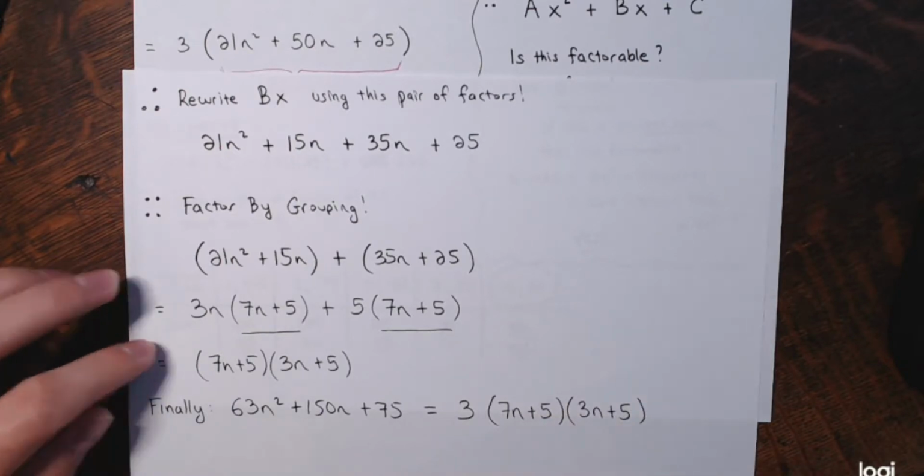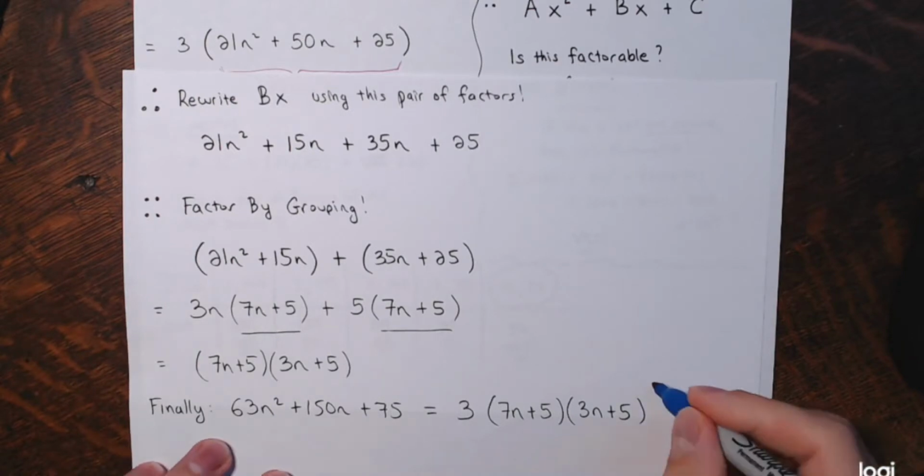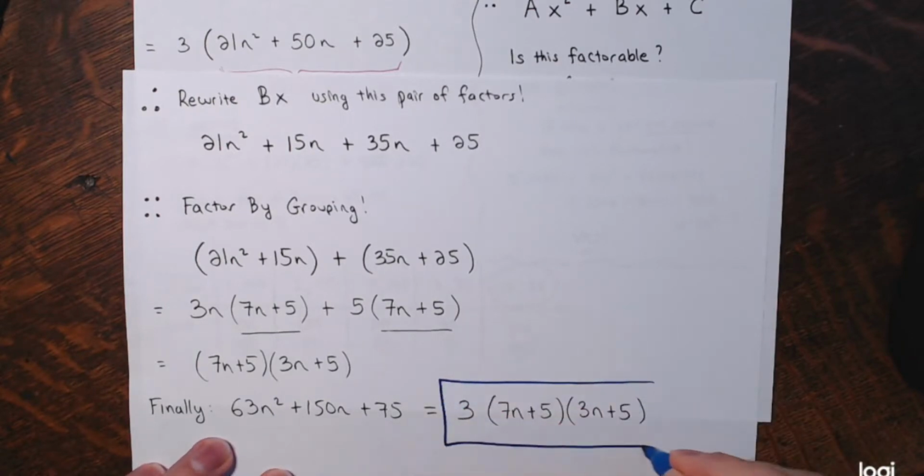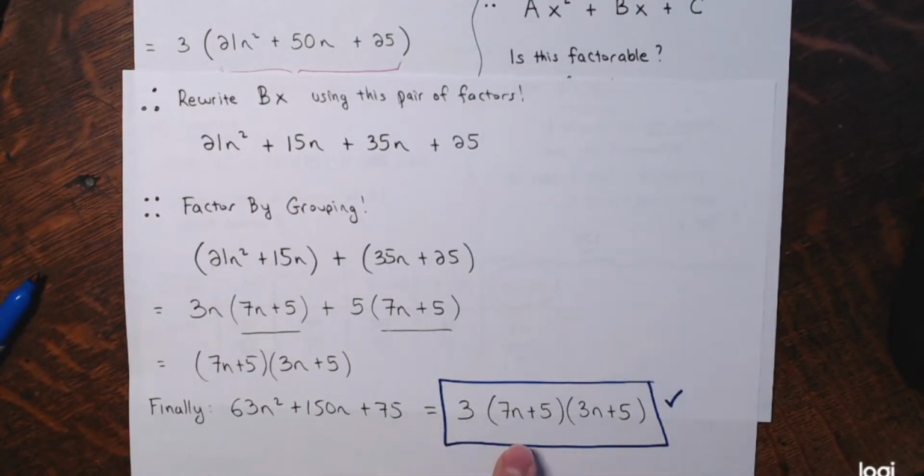Okay, and there you go. There's our original polynomial factored completely, right, because these don't factor any further. And once again, I put a check mark there because you should be checking.